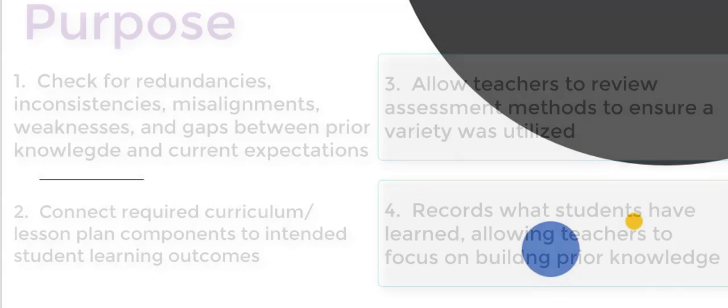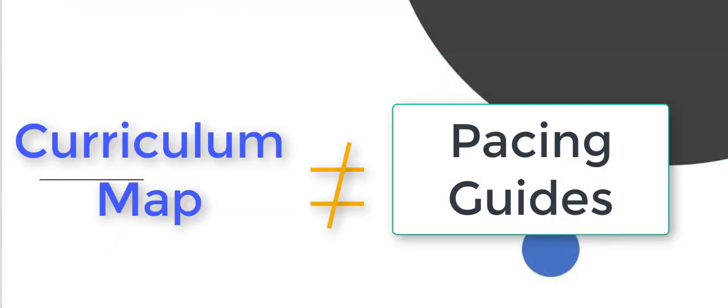Projection maps or pacing guides, on the other hand, project what will be covered in the future. And so what we have to keep in mind is that a curriculum map is not the same thing as a pacing guide or projection map. They are two very different things. Your curriculum map is what you actually did. So any adjustments that you make throughout that year, it has to be documented on your curriculum map.